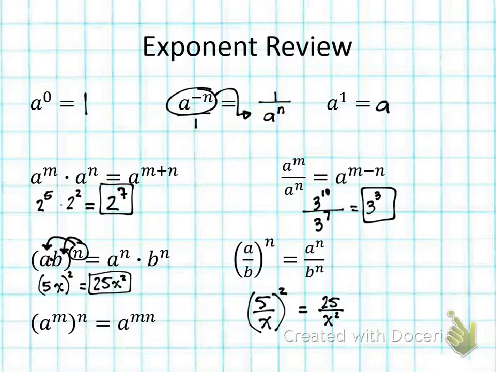An example of this on the bottom left, a to the nth raised to the nth. Let's say that we had 3 squared raised to the second power. Well, we keep the base of 3, and then we multiply. What's 2 times 2? 4. That's your answer. That's the simplified version. We're multiplying the exponents, 3 to the 4th. So we've learned a lot today.